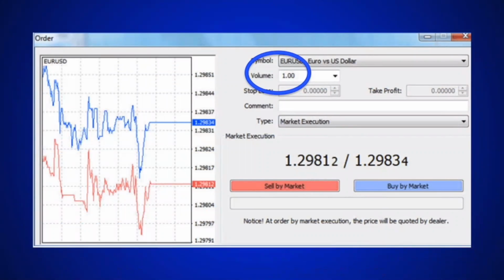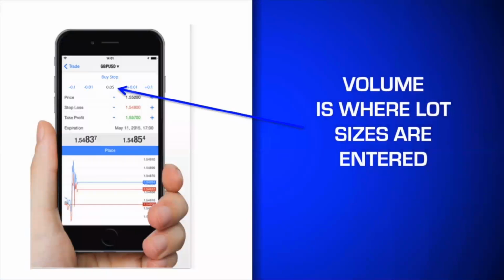You can change it. It doesn't just have to be 1.0. It can be 2.0, which now means you're getting $20 per pip. It can be 5.0, which means you're getting $50 per pip. Here's what it looks like on a phone, and I really just included only one. This is an iPhone, but it looks very similar on an Android. It doesn't actually say volume, it's more of just a decimal.